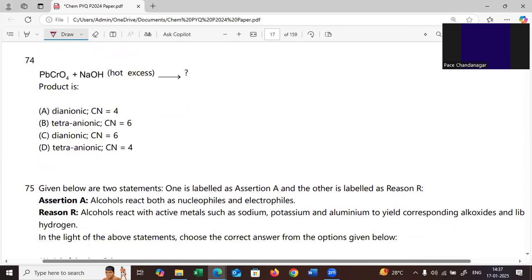Next, PbCrO4 plus hot excess NaOH will give us what? It will give you a tetra anionic complex, which has got the coordination number 4. Okay, which has got the coordination number 4. This has to be your answer there.